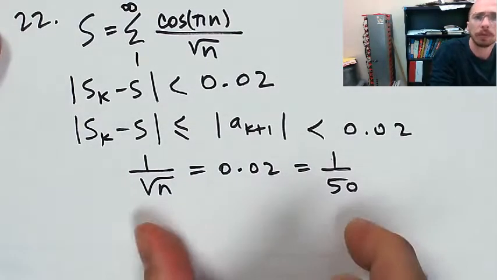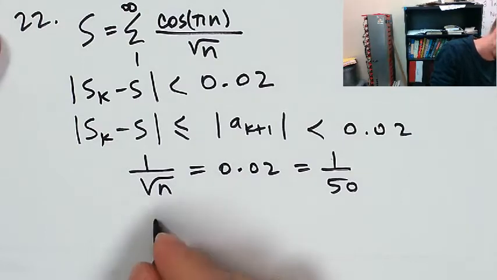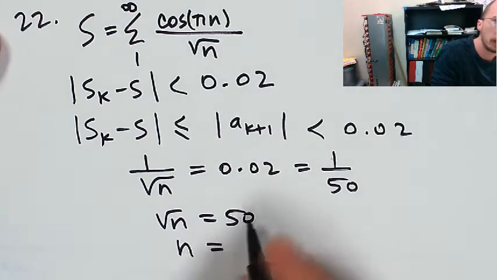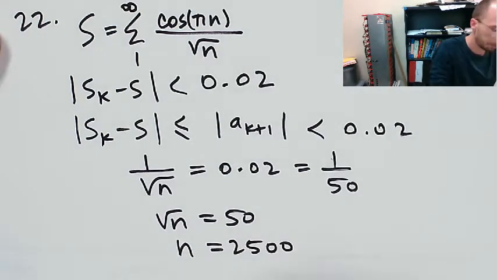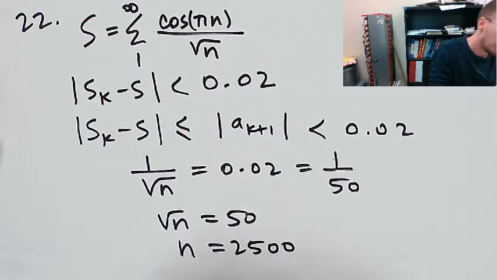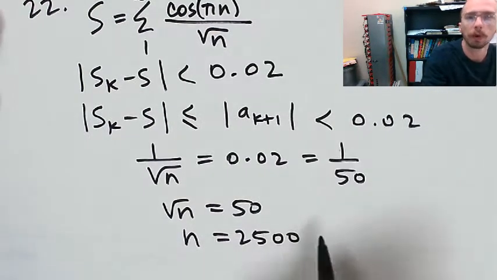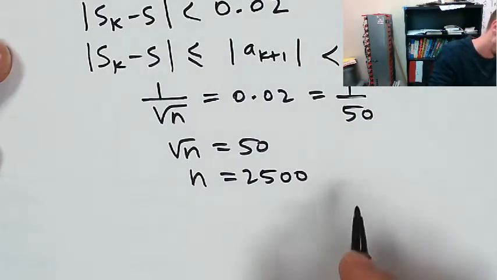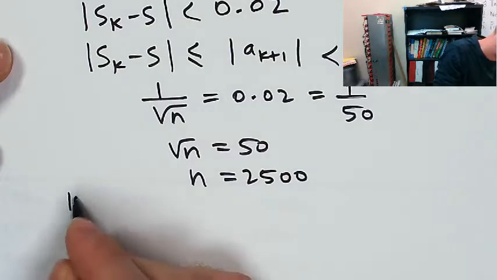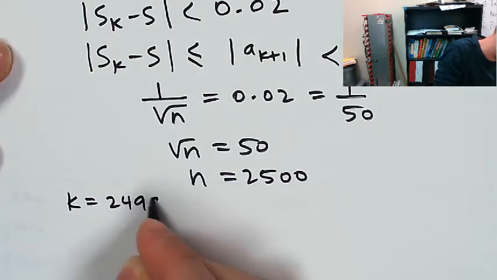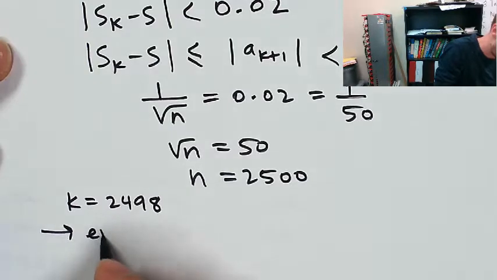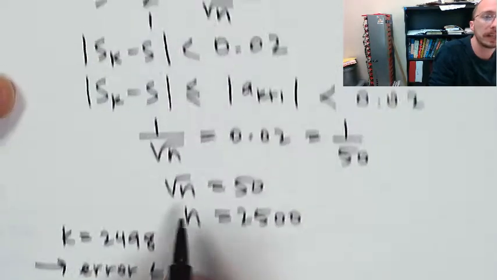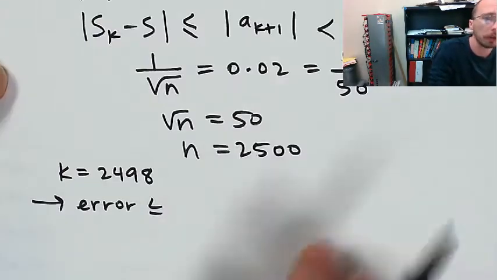So it's like, when is the square root of n equal to 50? Okay. And then n equals 50 times 50, which is 2,500. Okay. Now let's go with 2,498. You know, maybe we were off by 1. Maybe I just wasn't thinking about this right. Okay, so if k equals 2,498, then the error bound would be less than or equal to whatever I get when I plug in 2,499 into the formula for the terms.